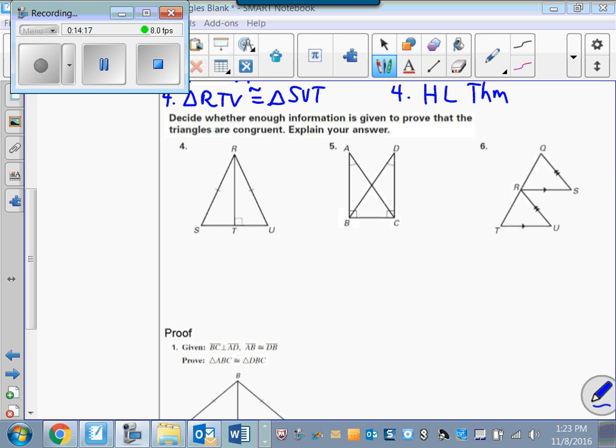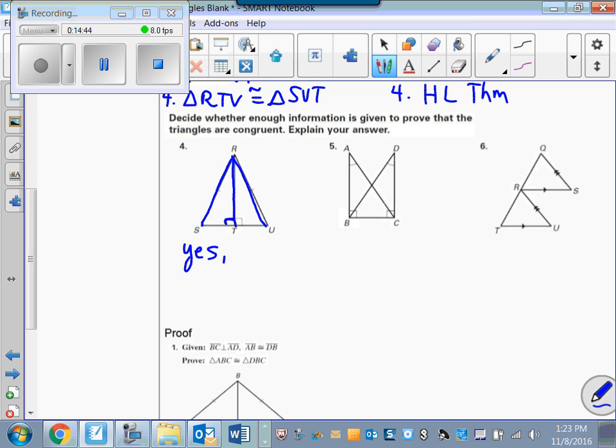So let's see what we have here. Number 4, well, we know that both triangles are right triangles, right? And we know that we have congruent hypotenuses, and we know that we got a congruent leg because it's shared by the two. So yes, we do have enough information. It says to explain our answer, so I pretty much just did that.